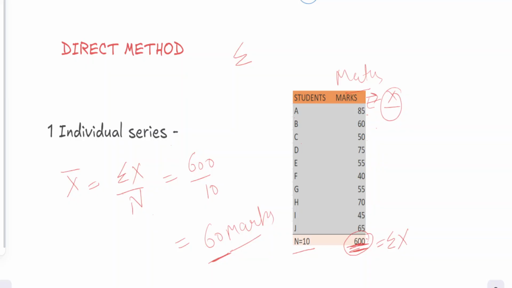You have understood this, that the group of numbers is there and you have to pick one number which represents the entire number. That is known as measure of central tendency, right? But this 60 marks, what does this depict?